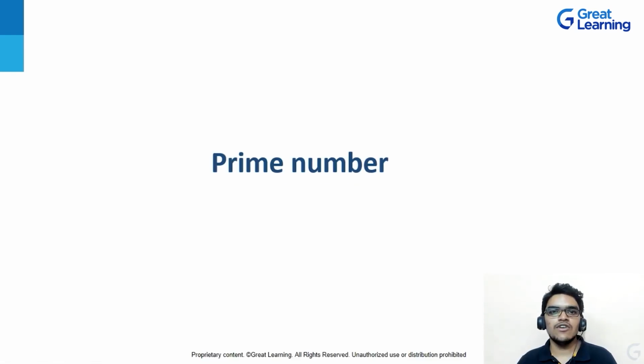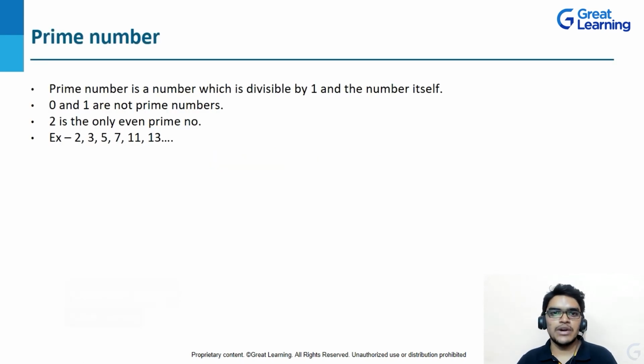So now let's see what a prime number is. A prime number is a number which is divisible by 1 and the number itself. Let's take an example of 5. So let's suppose this is a 5. And as I told you in the formal definition, a number that is divisible by 1 and the number itself will be a prime number.